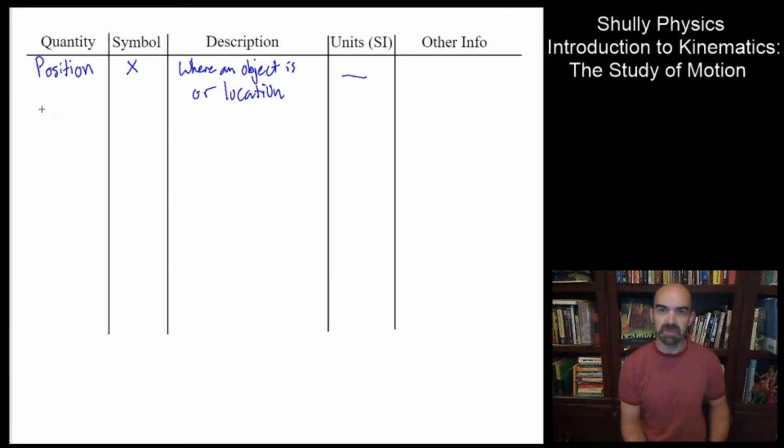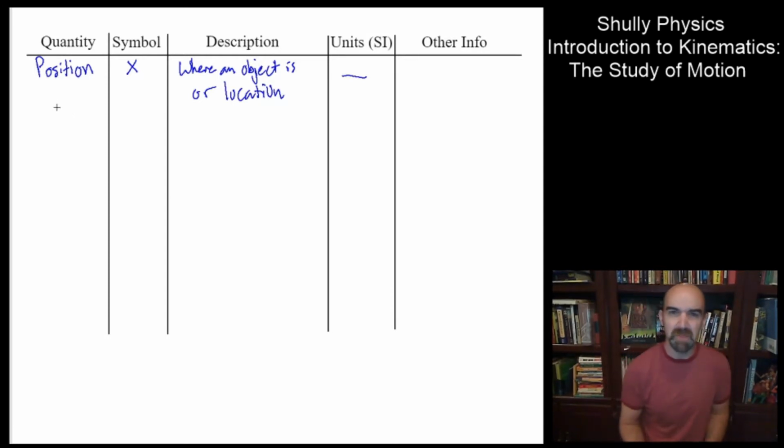Now, if you change a position, now we're moving. Now we can study motion. A position could also be at rest, so there is no change in position. The object could be at rest. But when there is motion, there's a change in position. And that would be kind of awkward to say over and over again.